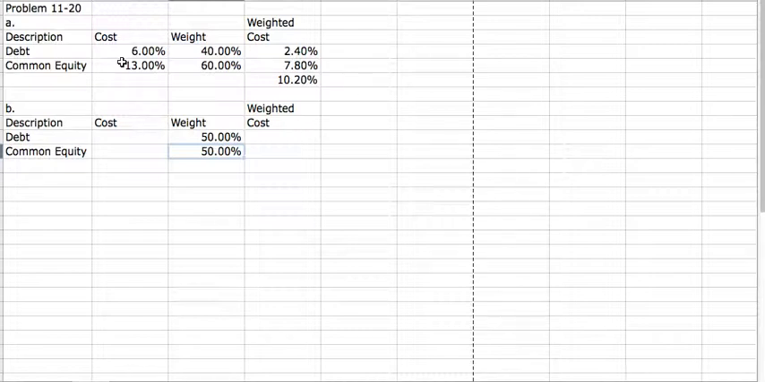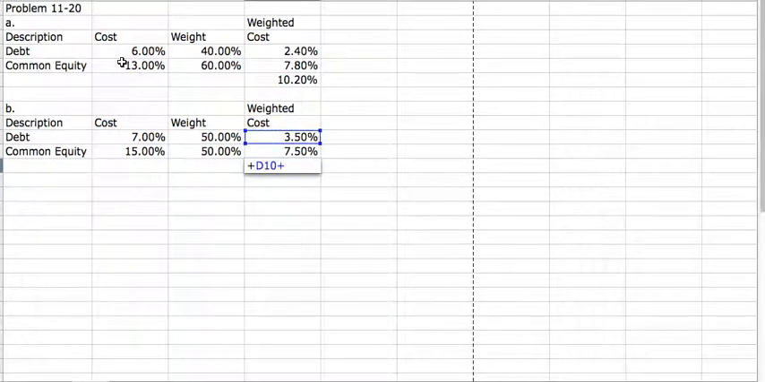Under this new and more debt-oriented arrangement, the after-tax cost of debt is 7%, and the cost of common equity in the form of retained earnings increases to 15%. We recalculate the firm's weighted average cost of capital. So let's go ahead and recalculate this. Multiply our costs by their weighting, and then add the two together. Alright, looks like under this new arrangement our weighted average cost of capital is increased to 11%.